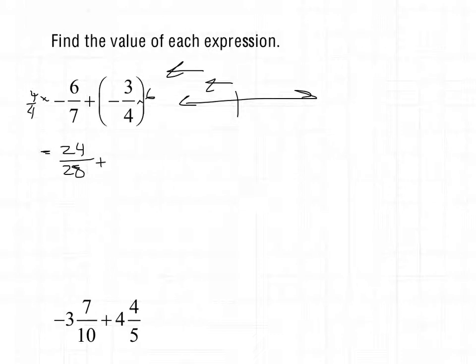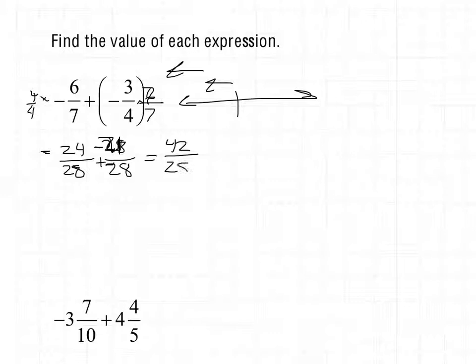This one times 7 over 7, it's going to give me 21 over 28. And again, they were both negative, so they're both going in the same direction. I'm going to combine these. This is going to give me 42 over 28, but it's going to be negative because we can see that these remain in the negative direction. Simplify it, negative 21 over 14. It simplifies even further to negative 3 over 2.